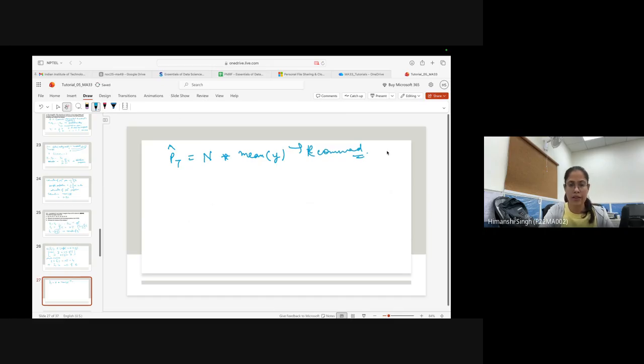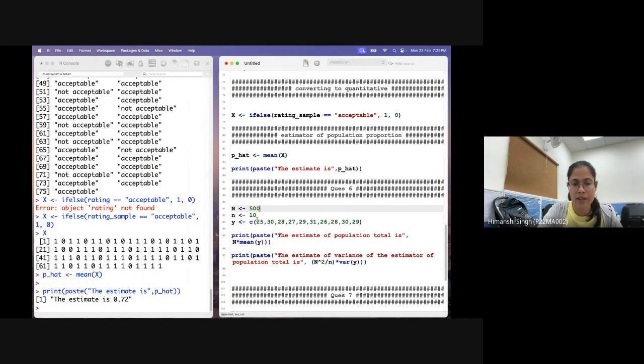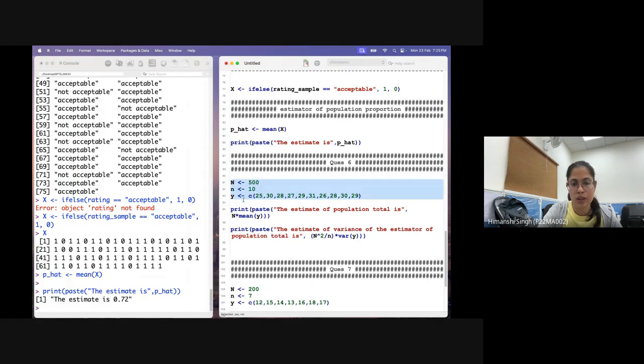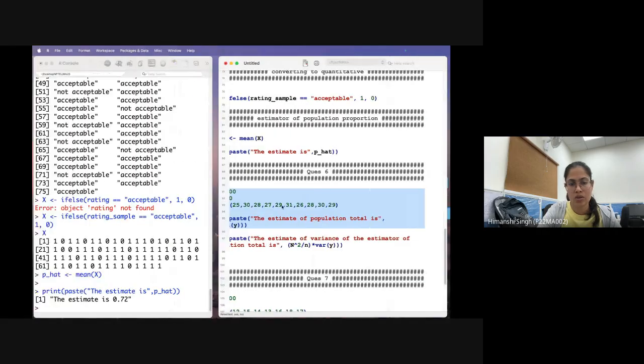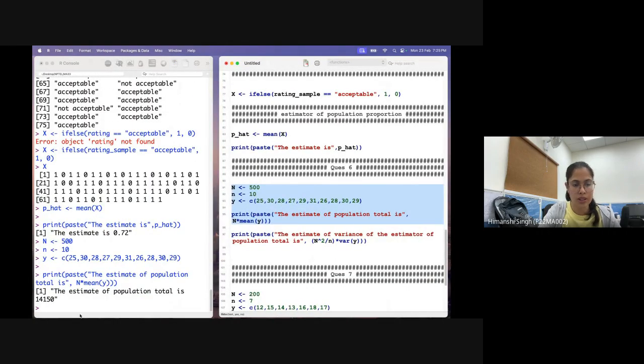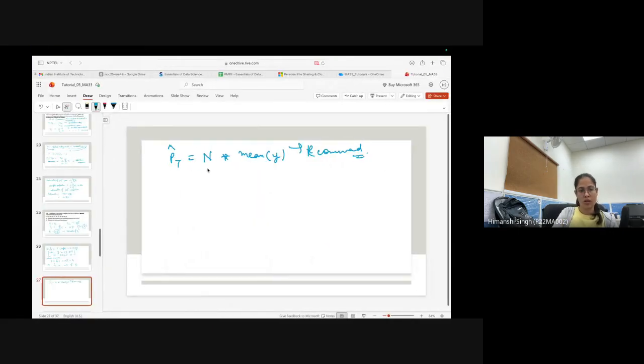If I run it in R, here you can see I have assigned the values of capital N and small n. The estimate of the population total is N star mean of Y. Here if I run it, you can see the estimate of the population total is 14150. So this is the estimate of the population total.